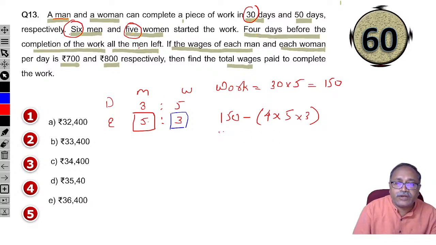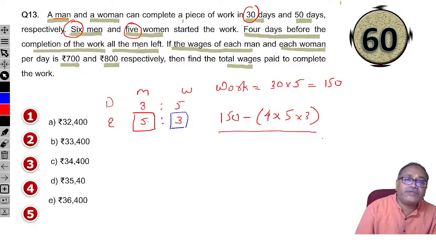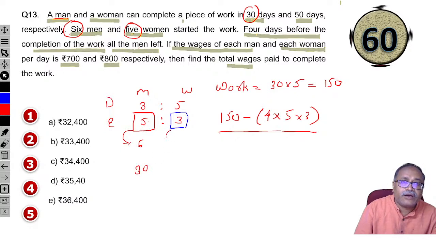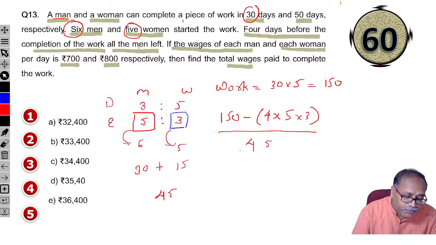Then divided by the efficiency. If 6 men are there, the efficiency will be 6 into 5 is 30, and 5 women are there, then 5 into 3, that is 15. What is the total efficiency? Total efficiency is 45. So divided by 45.